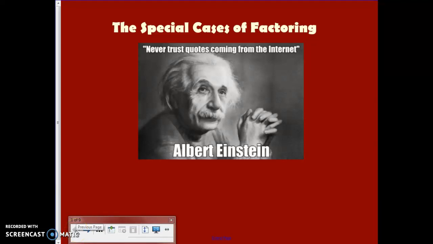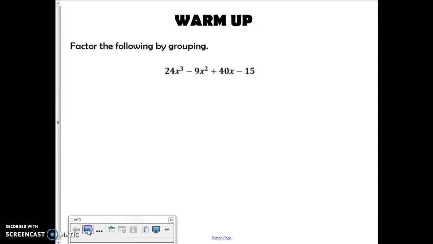Today we are talking about the special cases of factoring. So this is really looking at a couple of special scenarios that might happen when we're factoring, and these are kind of the shortcuts that we're going to use to figure them out. Before we begin, I want you to pause the video right now and review how to factor by grouping. So pause the video for 5 minutes or so right now and review this problem.